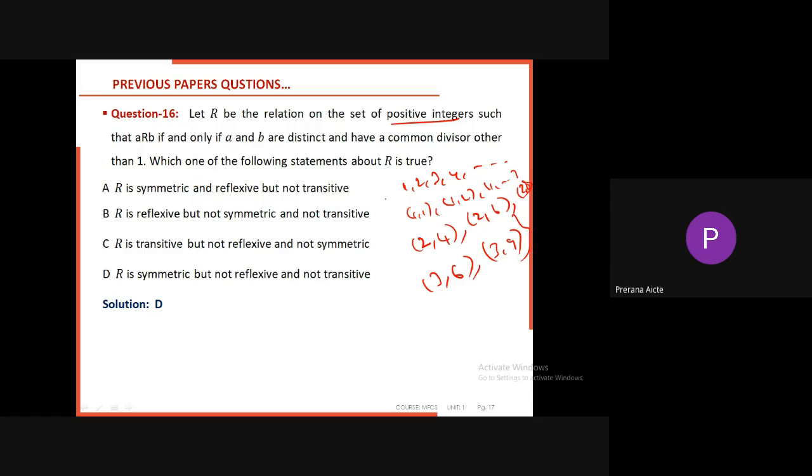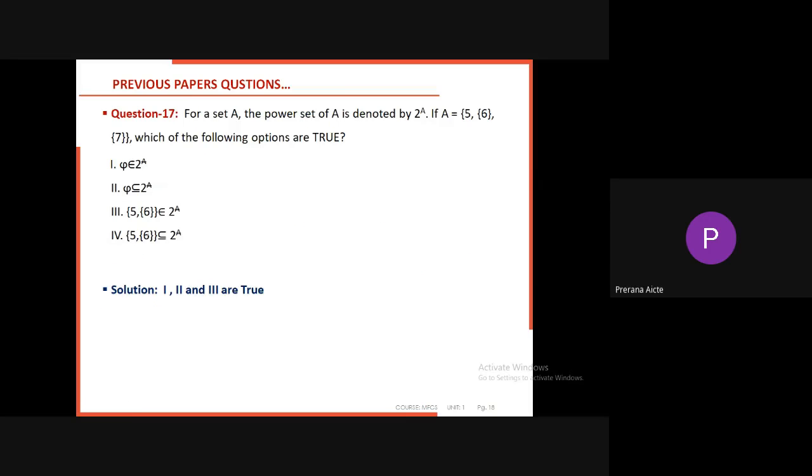So like that, you just identify the ordered pairs and see which one of the following statements about R is true. He is just asking which property is followed here: reflexive, symmetric, or transitive. So you have to check these three properties. If you check these ordered pairs, R is symmetric but not reflexive and not transitive. That is how we are going to solve this. Similarly, other problems like this may come directly.